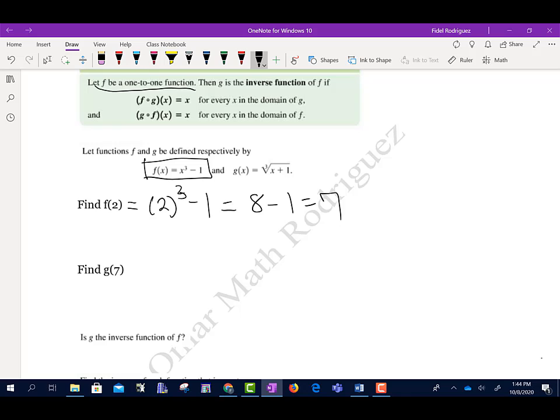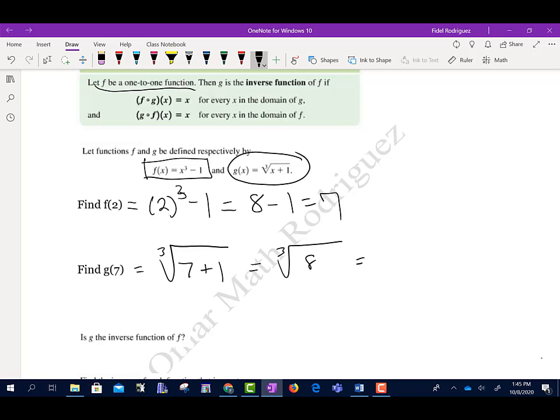Okay. Now, it says, let's find g of 7. So I'm going to come back to this function here, and everywhere we have an x, we're going to put the number 7. So now we're looking for the cubic root of 7 plus 1, which is 8. Okay, let's see what that means.